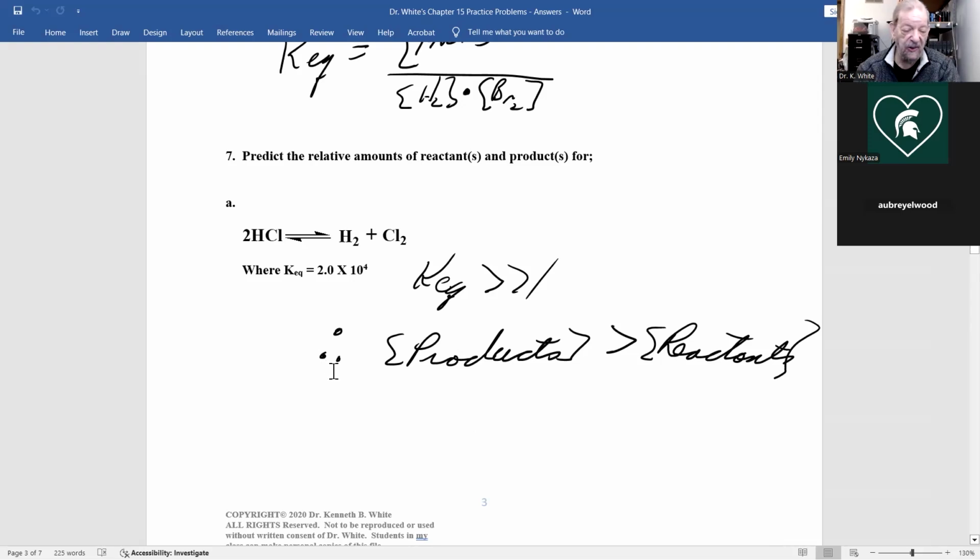By the way, these 3 dots is from math, and I like using them whenever I can sneak them in because I just think it looks cool. Dr. White always tries to be a cool dude.